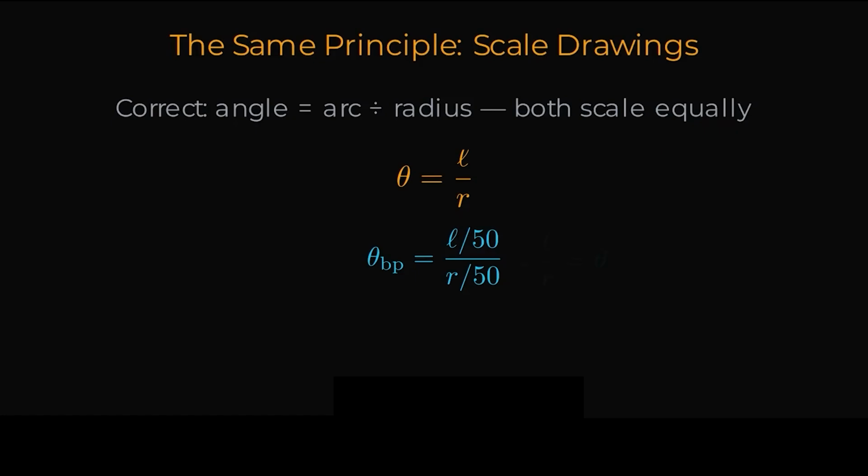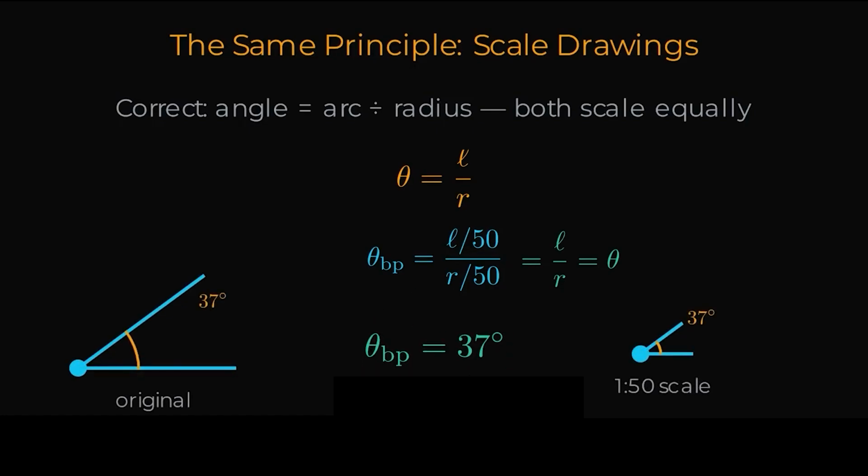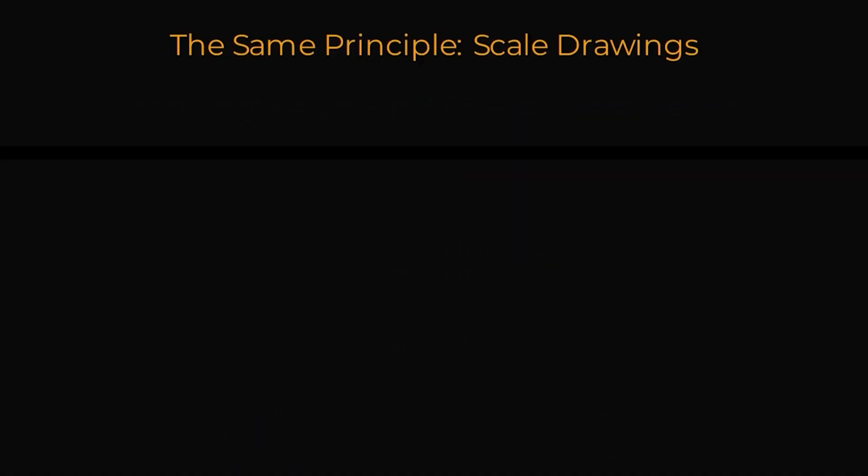The arc becomes L over 50. The radius becomes R over 50. The 50s cancel. Theta is L over R, unchanged. 37 degrees on the blueprint. Same as the real room. Scale drawings preserve angles. That is why architects read angles directly from blueprints. The ratio is what it is. Scale does not touch it.